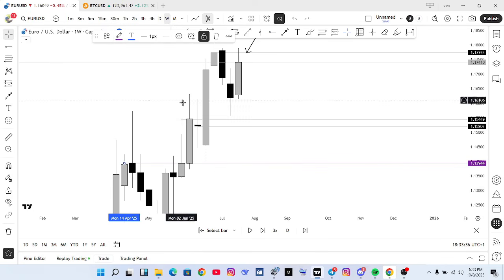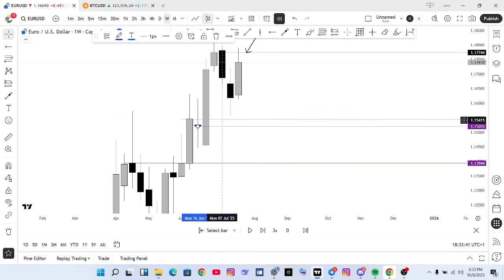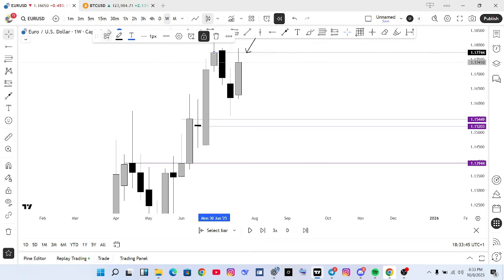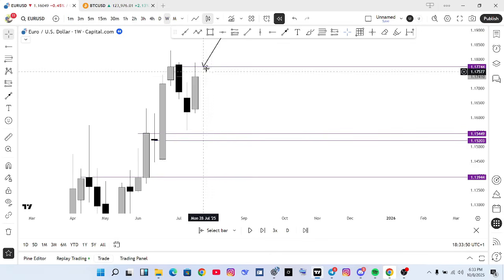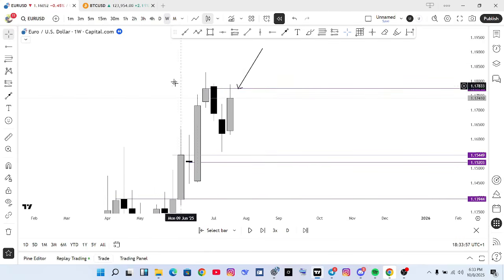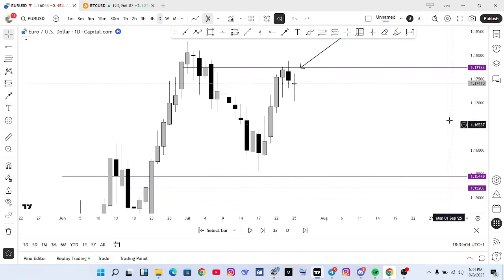Let me change all this to purple. I normally use purple for weekly, so just pay attention, you are going to understand. So now price is rejecting from here, and now we are expecting price to be bearish, right? Now let's go to our daily time frame to look for our confirmation.